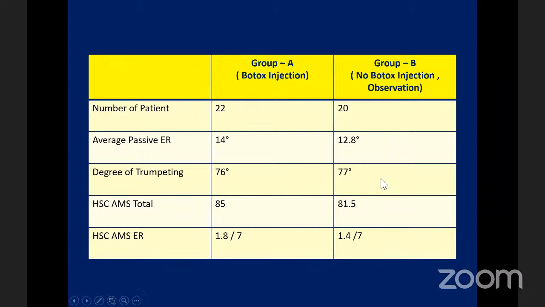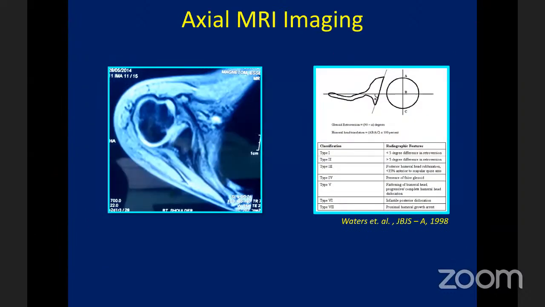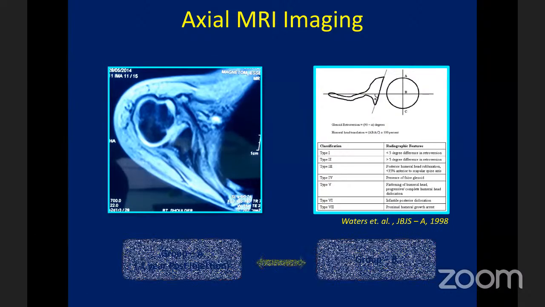Active and passive external rotation was comparable. Degree of trumpeting is comparable. AMS score is also comparable in the pre-injection group. Axial imaging has been shown here. Here we can see the Waters classification.